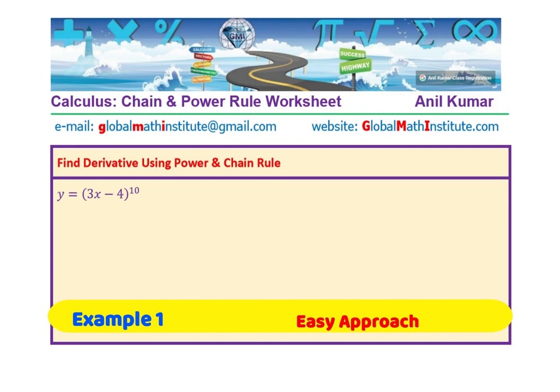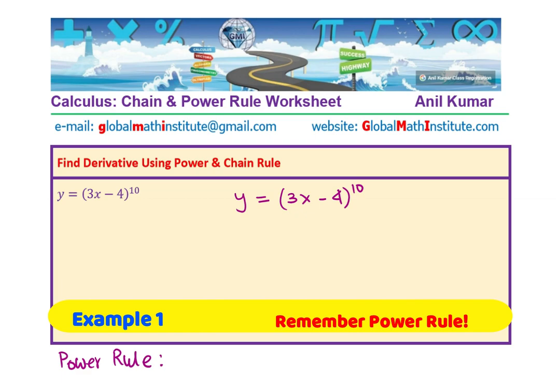So the very first example for you is y equals (3x minus 4) to the power of 10. Now, when you are going for a power rule, you know how it is applied. Let me write down the power rule here for you. The power rule is that if y is equal to a times x to the power of n, then the derivative is a times n times x to the power of n minus 1, correct?